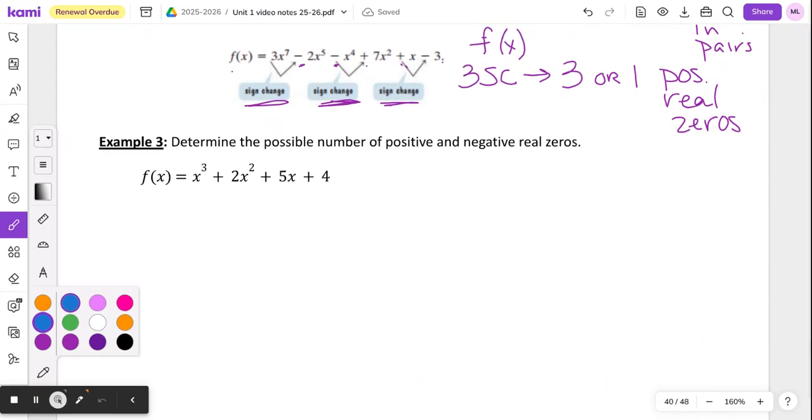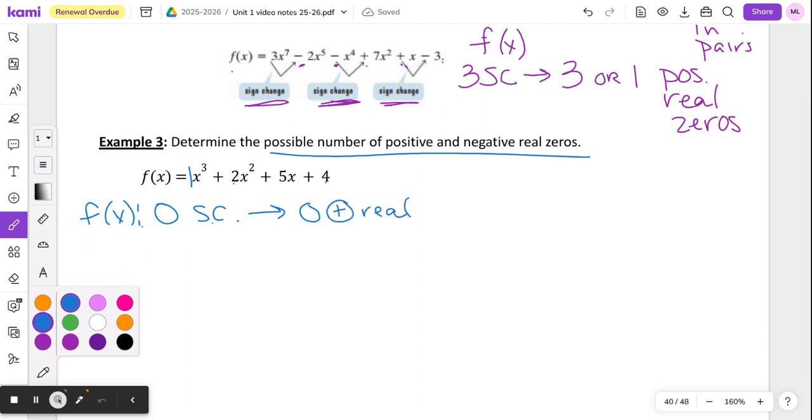So let's actually do it for a problem here. Determine the possible number of positive and negative real zeros. So for f of x, how many sign changes do we have? We go from a positive to a positive to a positive to a positive. There are 0 sign changes. That means there are 0 positive real zeros.